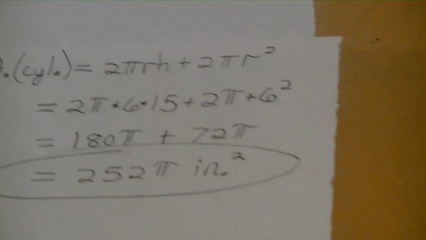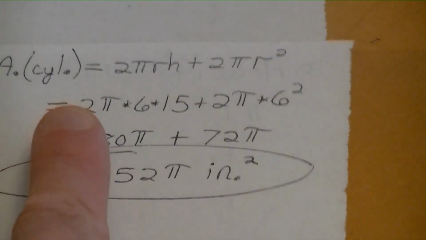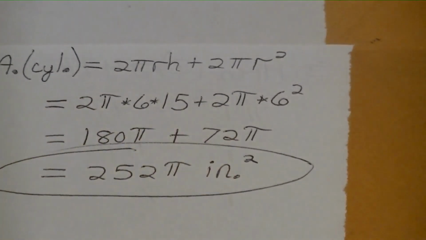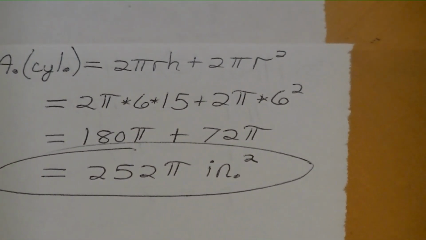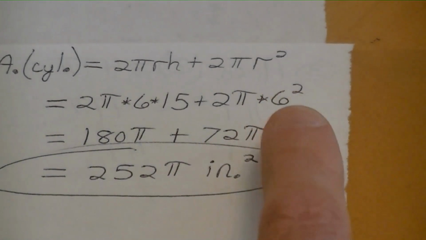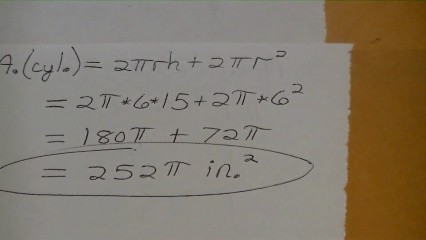Surface area starts off the same, 2 pi rh, but we're adding 2 pi r squared because we have to add the two circles. And again, if the radius was 6, then we're adding 2 pi 6 squared. 36 times 2, we're adding 72 pi. So the exact answer, 252 pi inches squared.